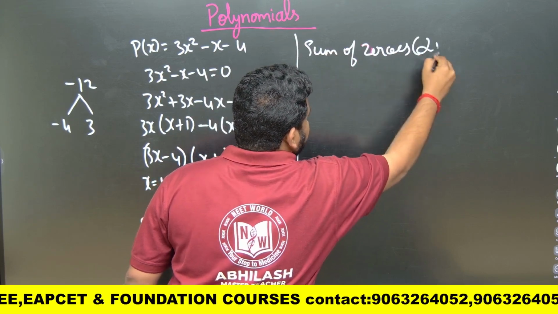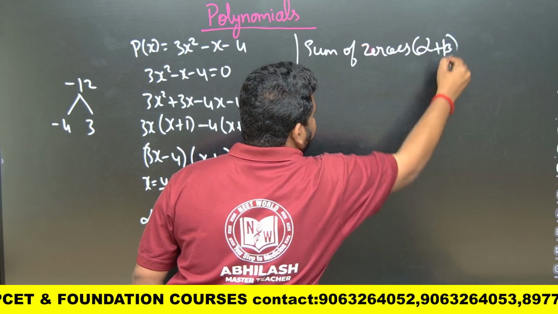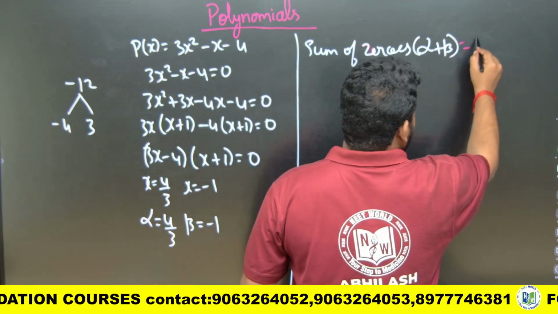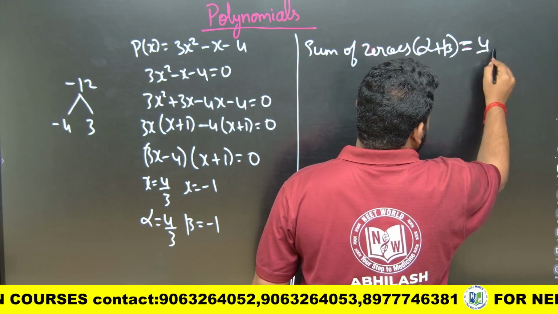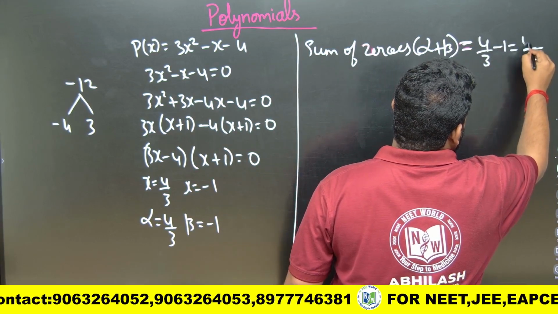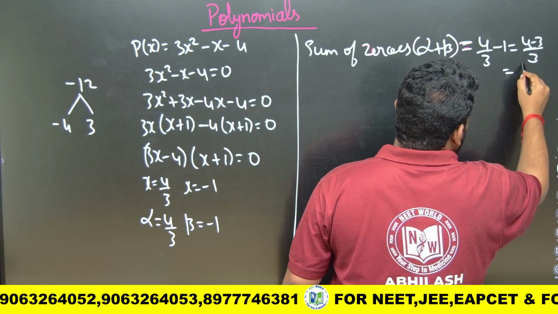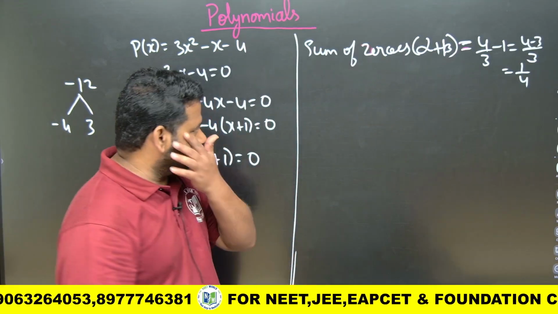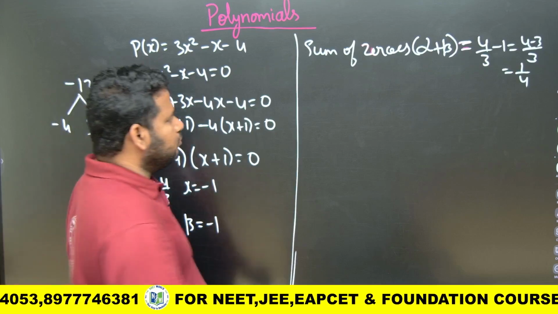Sum of zeros, that is alpha plus beta, directly we have to find. 4 by 3 minus 1. The LCM is 3 itself, that will be 4 minus 3 by 3, that will be equal to 1 by 3. We got 1 by 3. Now the product of the zeros.